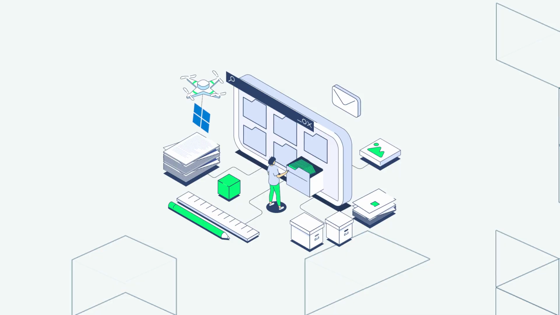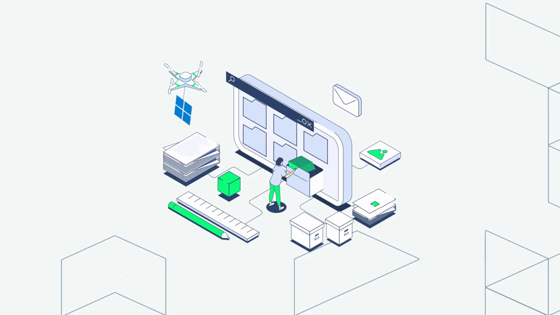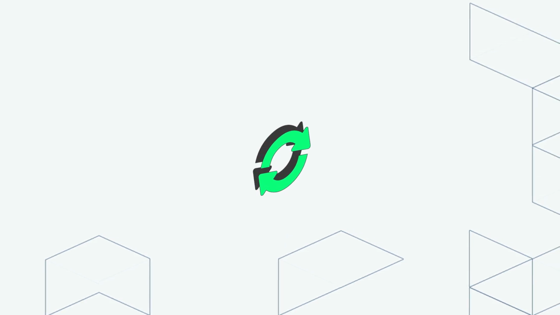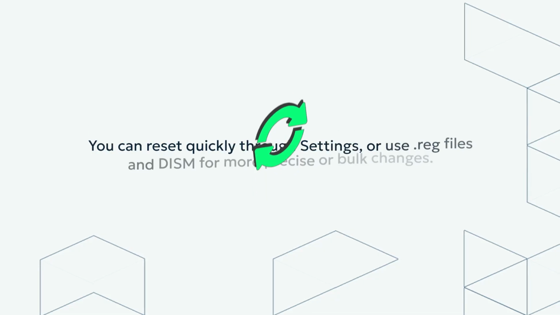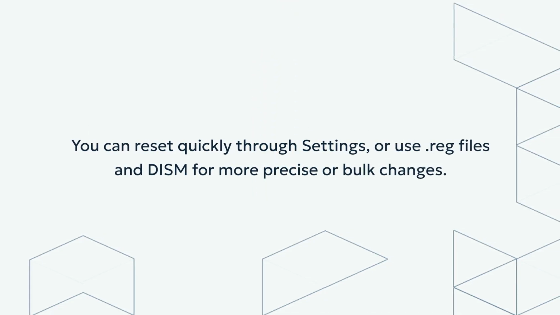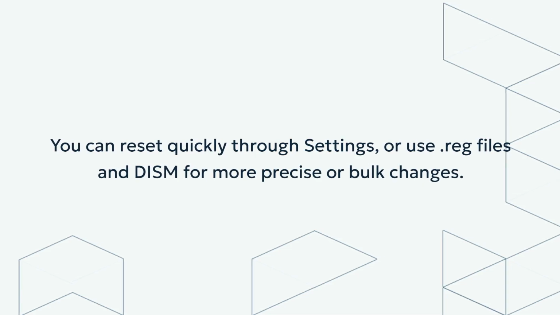In Windows 11, misconfigured file types can cause headaches. For example, when a spreadsheet opens in the wrong app. Resetting default apps fixes this, whether it's for one file type or the whole system. You can reset quickly through Settings, or use .reg files and DISM for more precise or bulk changes.